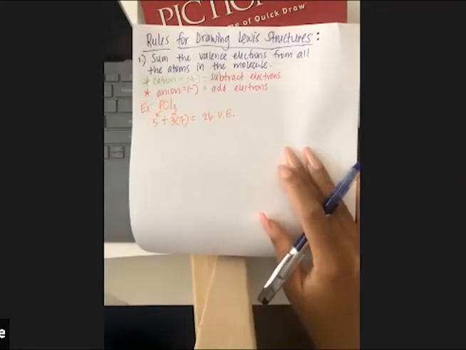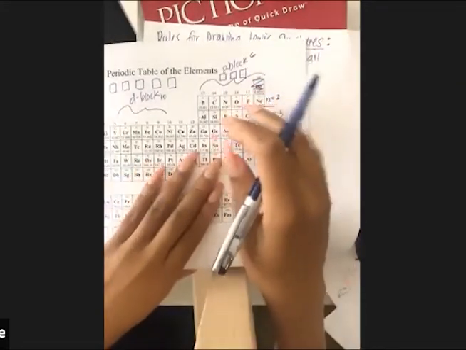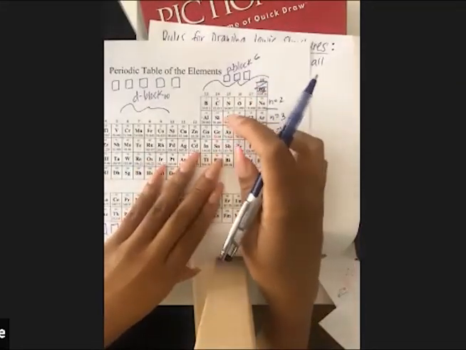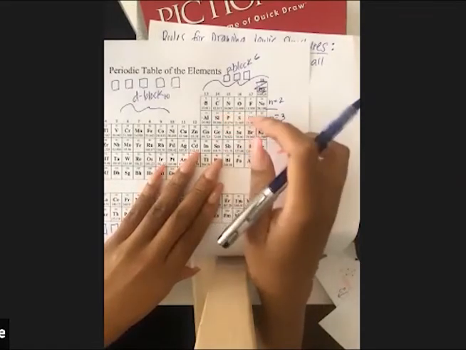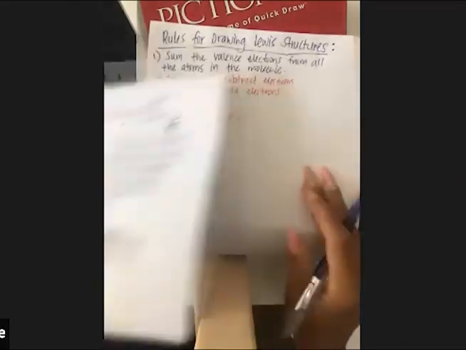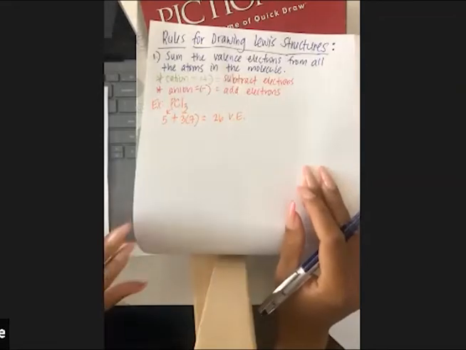This applies to only non-metals or metals, metalloids, everything? It's non-metals. We're only looking at the molecular compounds, which are two non-metals. Phosphorus and chlorine are both non-metals. All right, so that's step one.